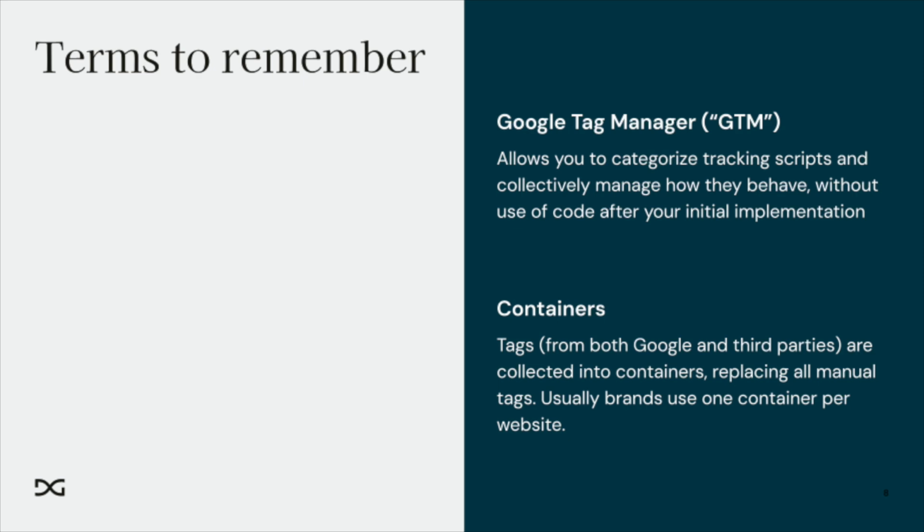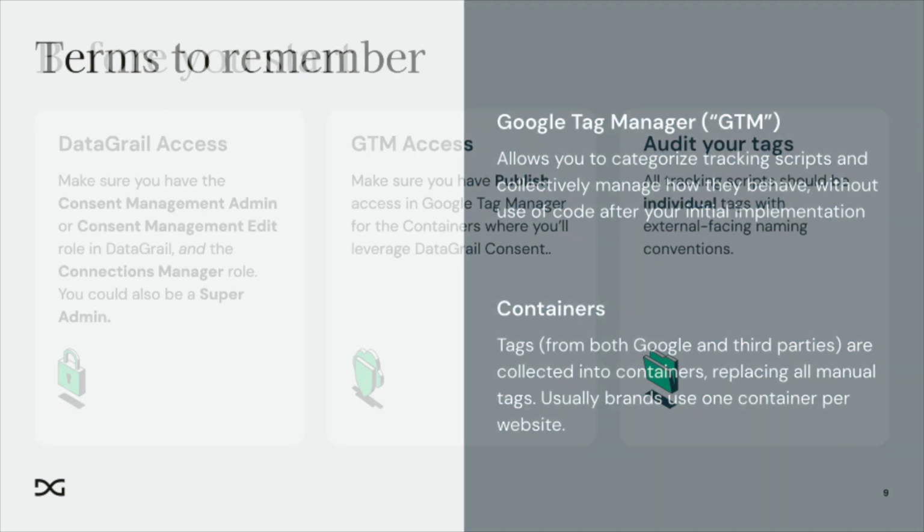The first is Google Tag Manager, or GTM, which we already touched on in our last video. Next are containers. GTM uses containers to simplify the code on your website and allow you to manage and fire scripts, or tags, without needing to code them all separately. You probably have one container for every separate website your brand has.